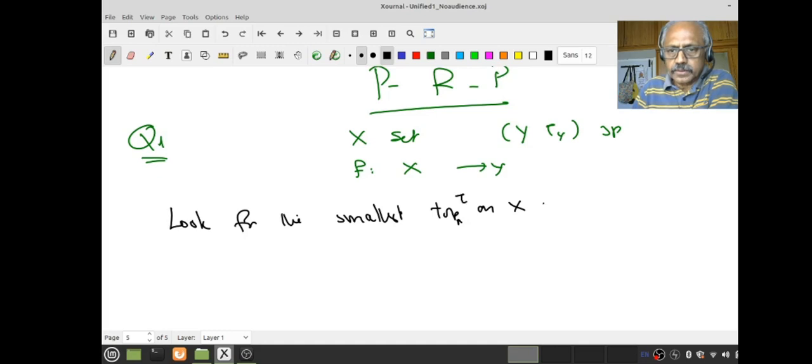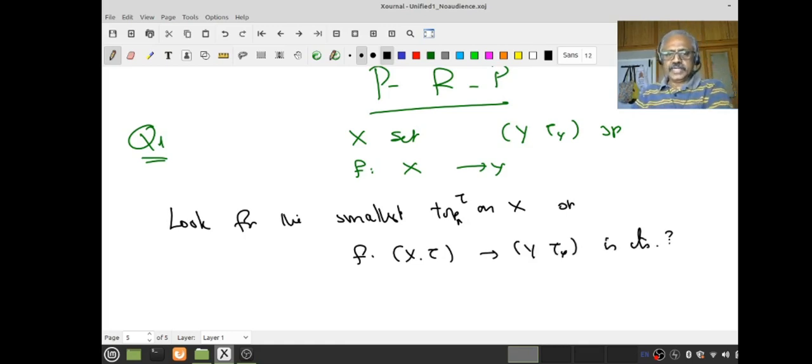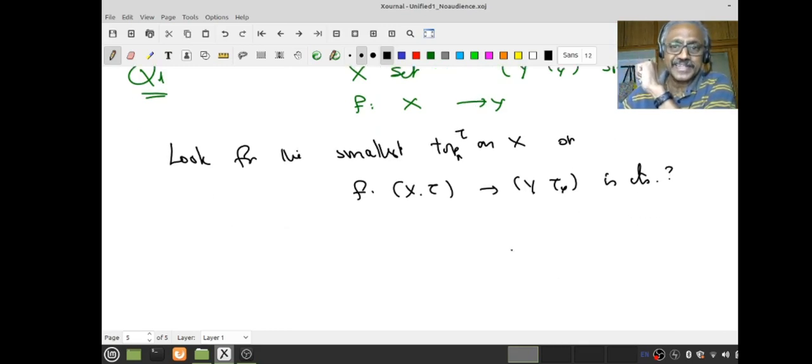Call it tau, so that f from (X, tau) to (Y, tau_Y) is continuous. Notice that, as I already explained, there exists at least one topology which makes this function continuous. Therefore, the intersection of such topologies will be the smallest topology. Therefore, existence is guaranteed. The only thing is we want a concrete description.